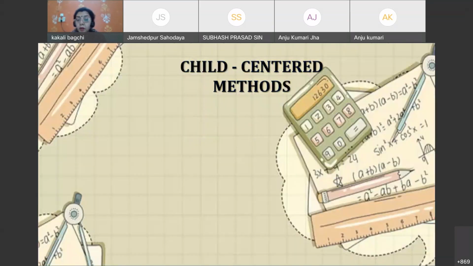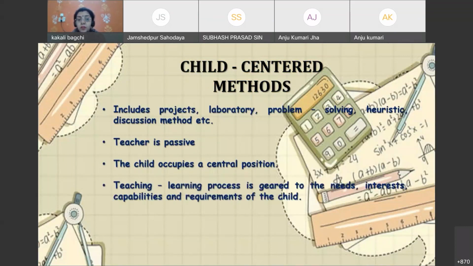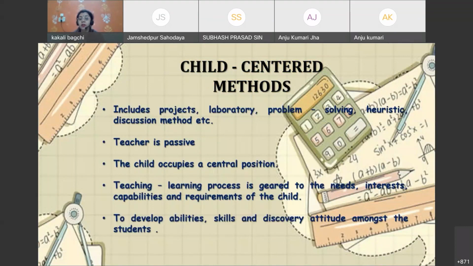But when during the course of time we are changing, that is more child-centered, which includes project, laboratory, problem-solving method. Here the teacher is passive, the child occupies a central position, and the teaching learning process is geared according to the needs, interests, requirements of the children. So what is the requirement of the child? On the basis of that, we have to make a planning. That is our child-centered method. Both the methods have got their own limitations and strengths.